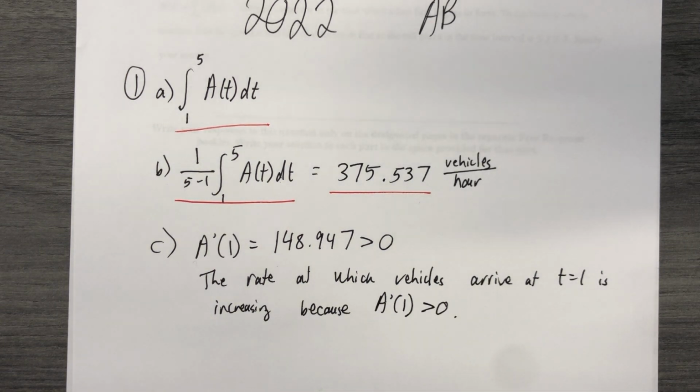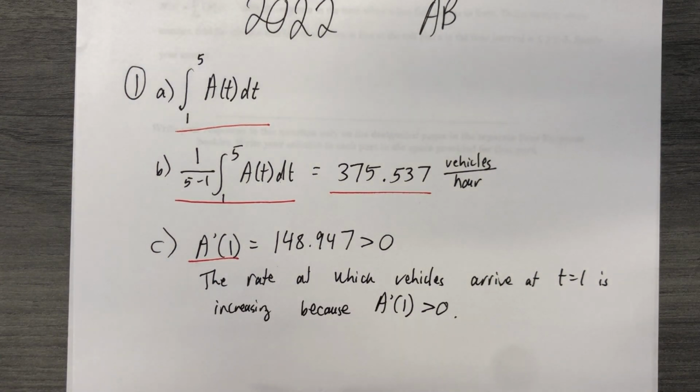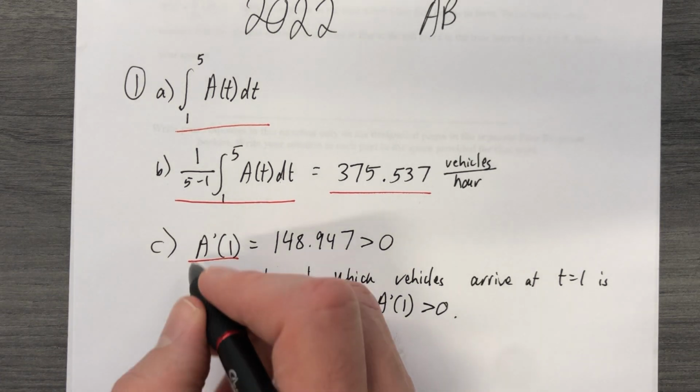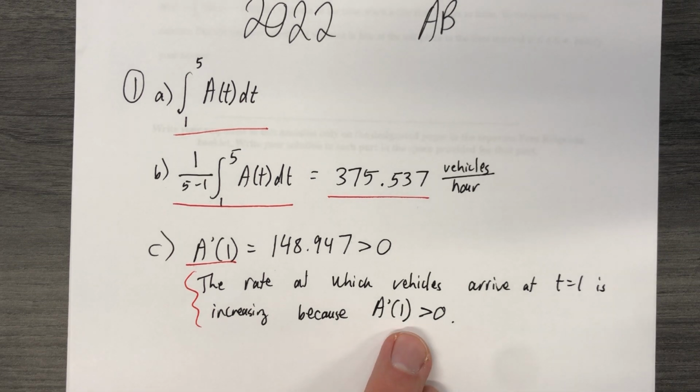That's worth 2 points. The next one's where we're going to get most of our points. We're going to get a point for just simply doing that. And then we're going to get a point for our explanation, which there are some more specifics about what they're looking for, but it should say increasing, and you should talk about that being positive. All right.